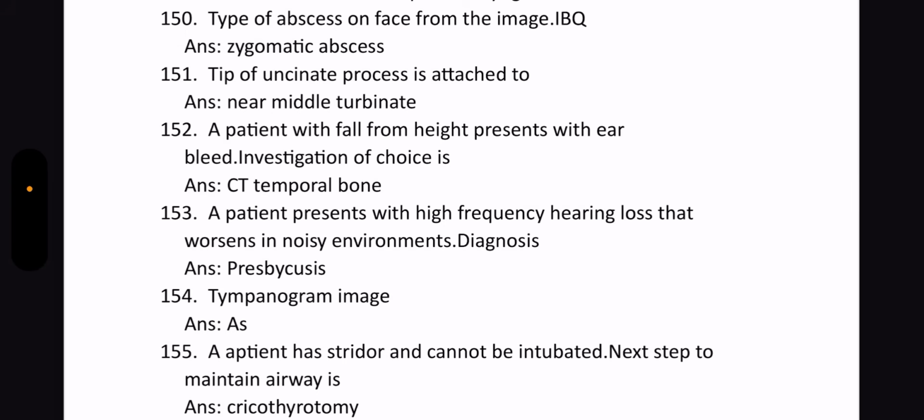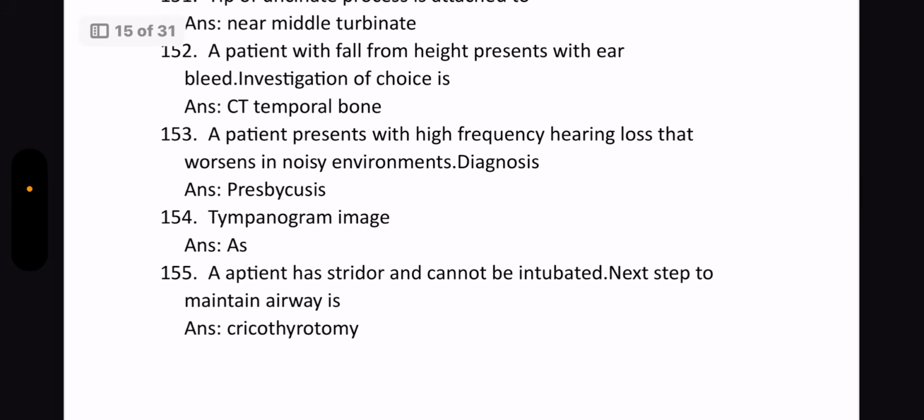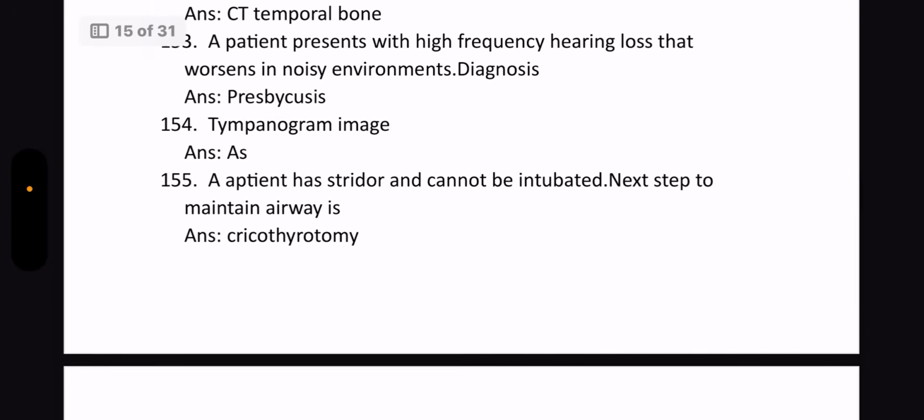Type of abscess on face from the image, IBQ. Answer is zygomatic abscess. Next, tip of uncinate process is attached to. Answer, middle turbinate. Next, a patient with fall from height presents with ear bleeding. Investigation of choice, CT temporal bone.